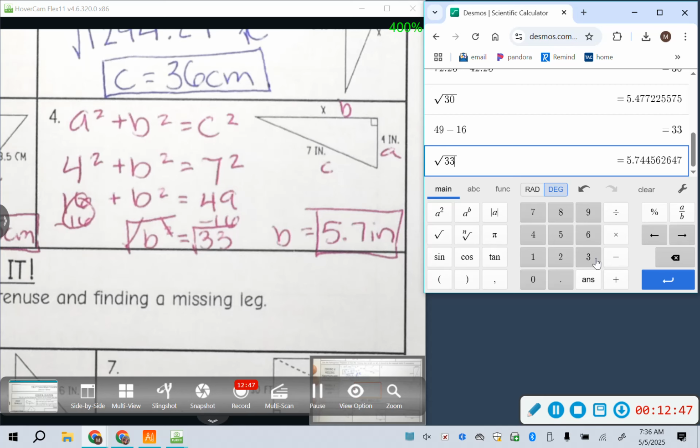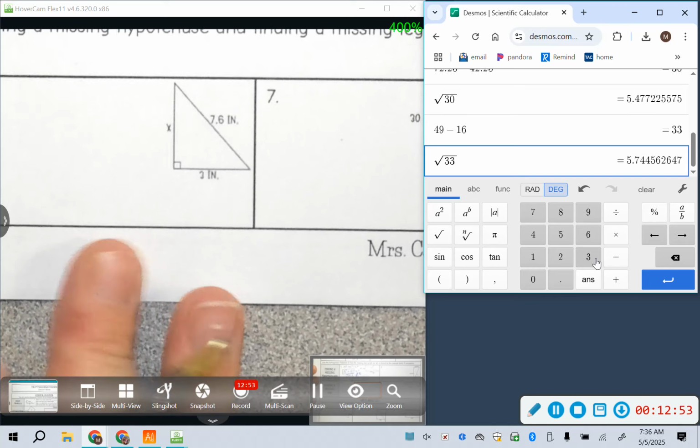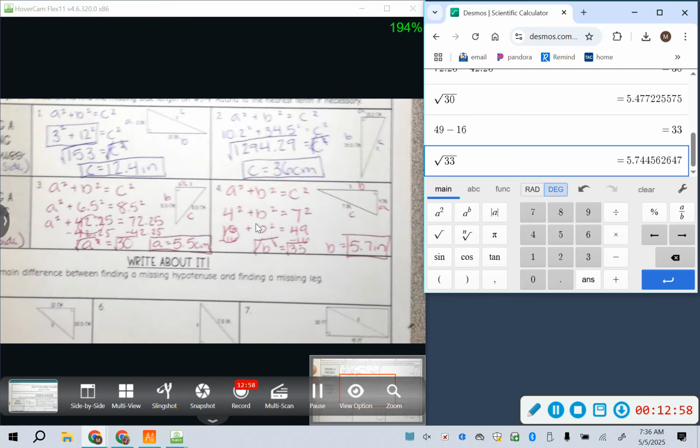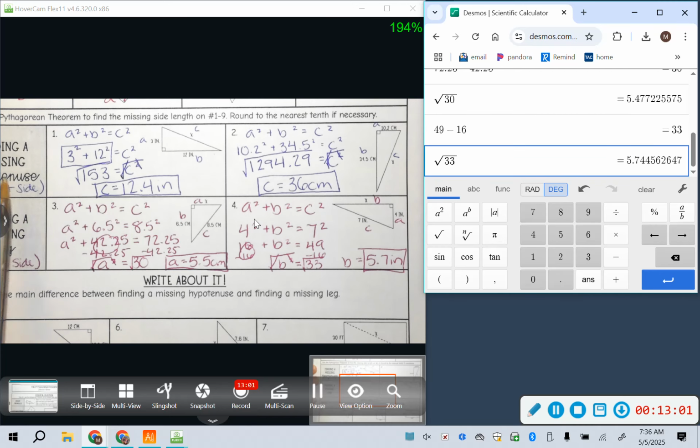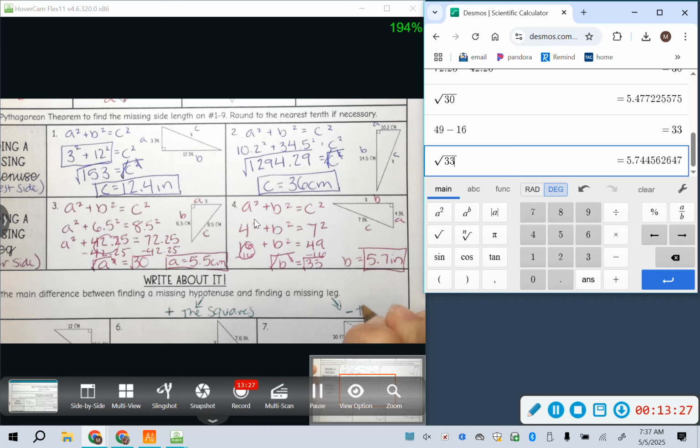Questions, comments, concerns? Is it that bad? No. Okay, so it says, write about it. Explain the difference between finding a hypotenuse and finding a missing leg. What was the difference between these? When we found the hypotenuse, what did we do? We added, right? But when we found the leg, we subtracted. So, what can we say? When we do the hypotenuse, we add the squares. And then when we do the missing leg, we subtract the squares.